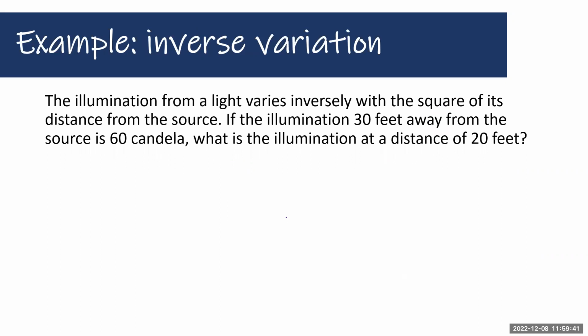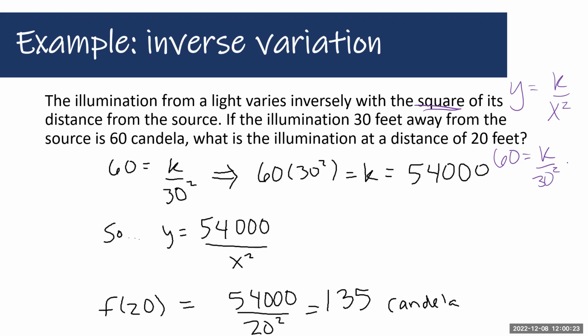The illumination from a light varies inversely with the square of its distance from the source. If the illumination 30 feet away is 60, what's the illumination at a distance of 20? So here we know that y is going to equal k over x squared somehow. And we also know that 60 equals k over 30 squared. So now we solve for k, and then we're going to plug that in and plug 20 into our final equation. If you're ready, here's how we do it.